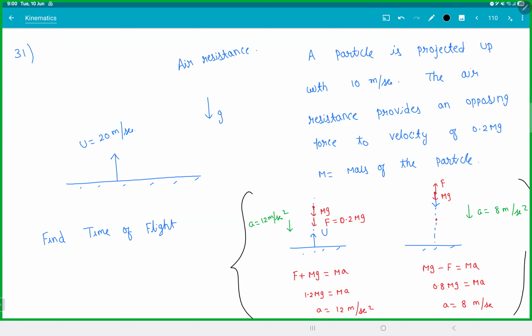Oh, yeah. So the initial velocity is 20 or it is 10? I wrote 2, yeah. Take 20.